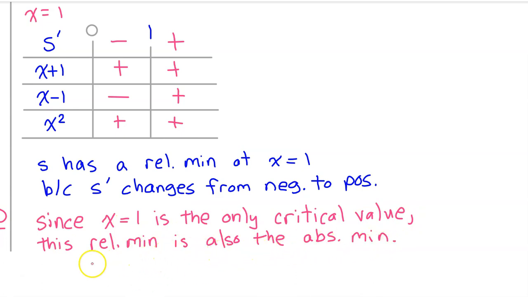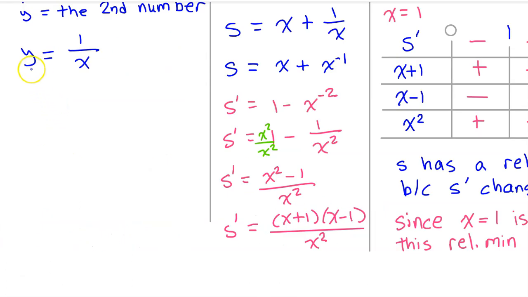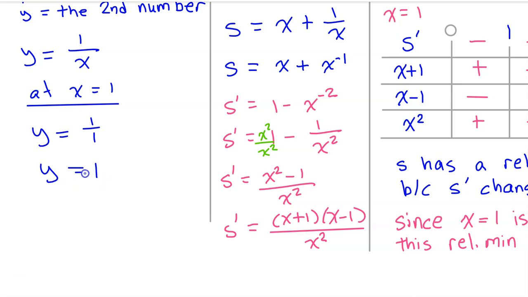We're almost done, but not quite. We have found one number, x. We need to find the other number, y. The secondary equation told us that y equals 1 over x. At x equals 1, which we just found, then y will equal 1 over 1, or y is equal to 1. So that's the other number.